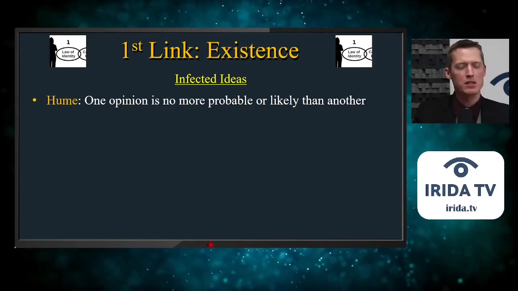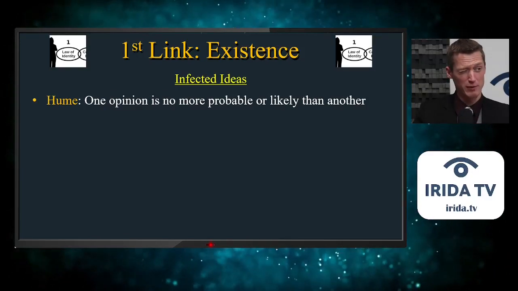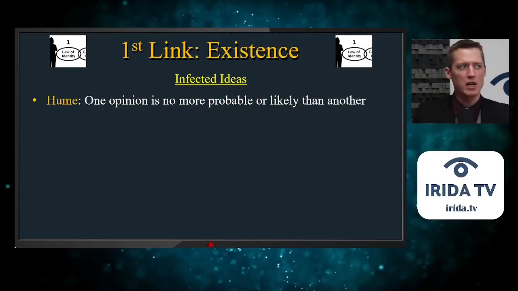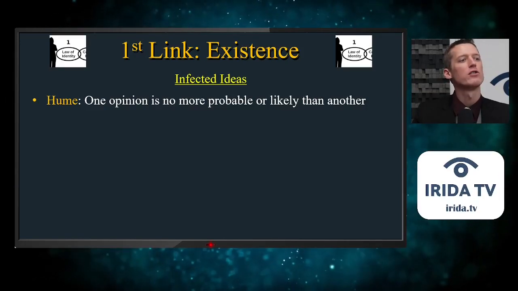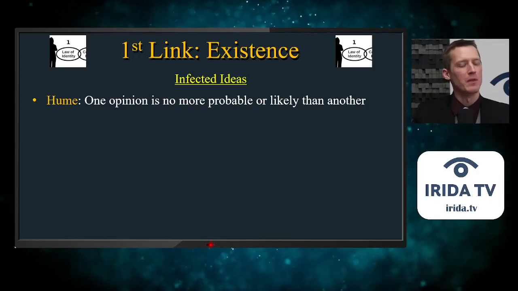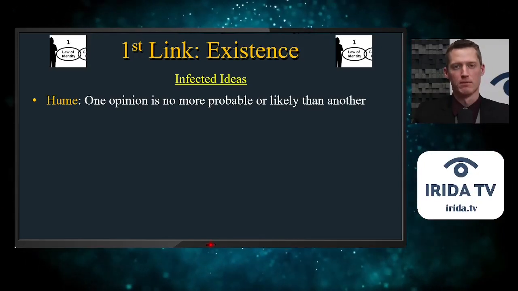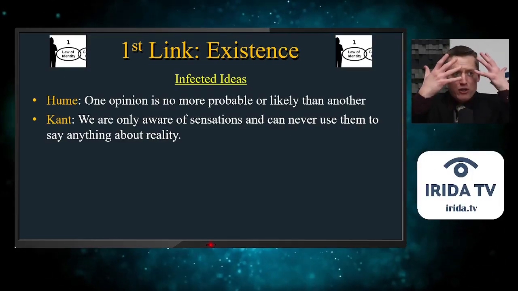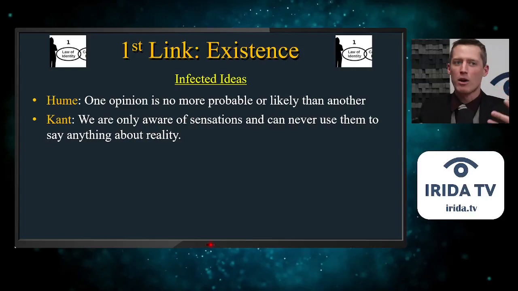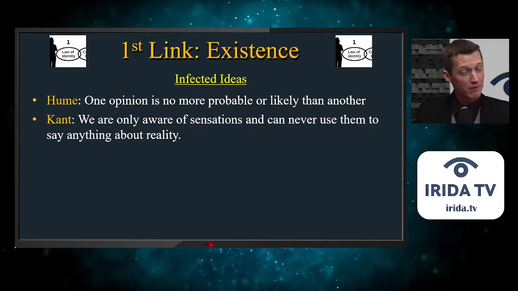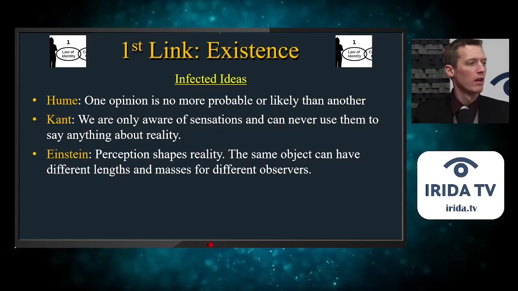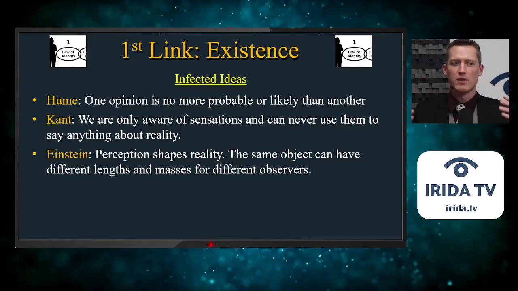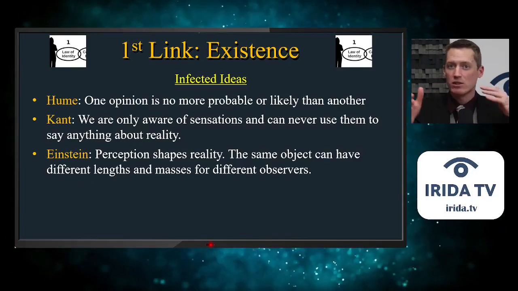David Hume, famous 18th century English philosopher, basically a total subjectivist, comes to the idea that one opinion is no more probable or likely than another. This is not philosophy. This is crap. Immanuel Kant: we are only aware of sensations and can never use them to say anything about reality. Again, this is not philosophy. This is crap. Einstein. Oh, no one's going there. Perception shapes reality. The same object can have different lengths and masses for different observers.